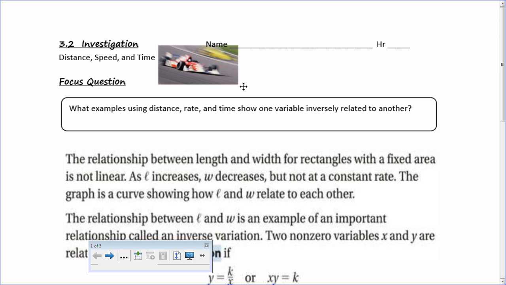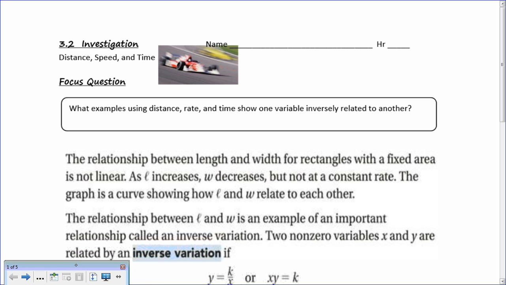So in our little story here, it says the relationship between length and width for rectangles with a fixed area is not linear. Remember in 3.1 we did that investigation. We proved that it wasn't a linear function because it doesn't increase by a constant rate of change. As L increases, W decreases, but not at a constant rate. The graph is a curve showing how L and W relate to each other.